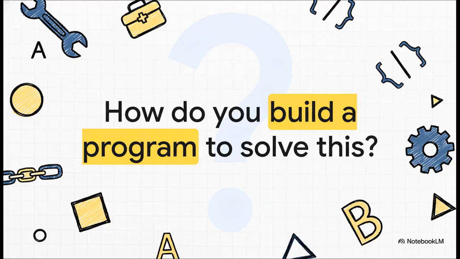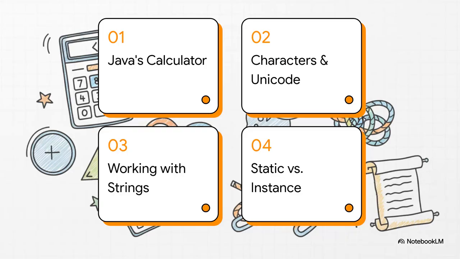Nope. You just need a set of reliable tools, and that's exactly what we're going to do today. We're stocking your Java toolkit with the essentials for handling numbers, text, and some really core programming concepts. So here's our roadmap. First up, we'll look at Java's awesome built-in calculator, the math class. Then we're going to decode characters and this thing called Unicode. After that, we'll get into working with strings. And finally, we'll tackle a huge concept that trips up so many people, the difference between static and instance methods.